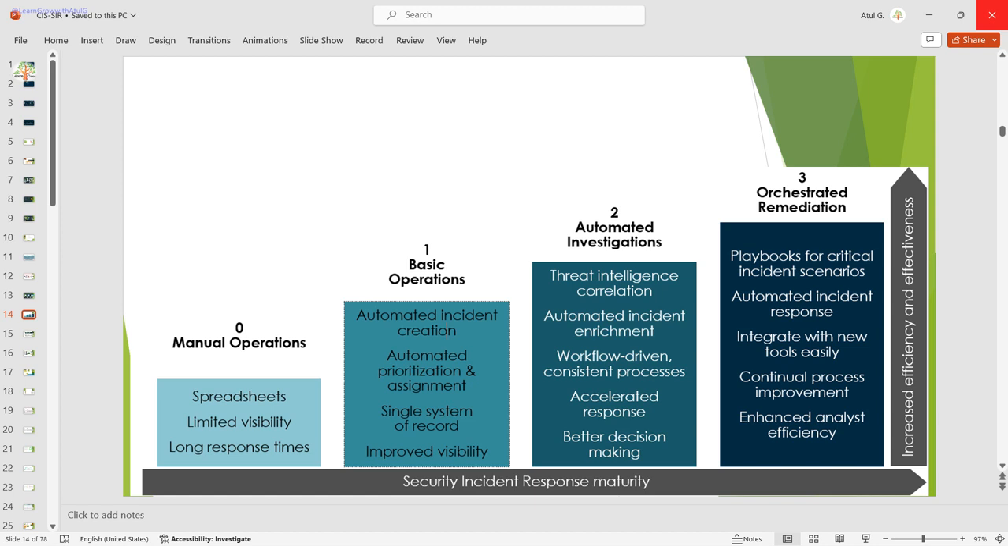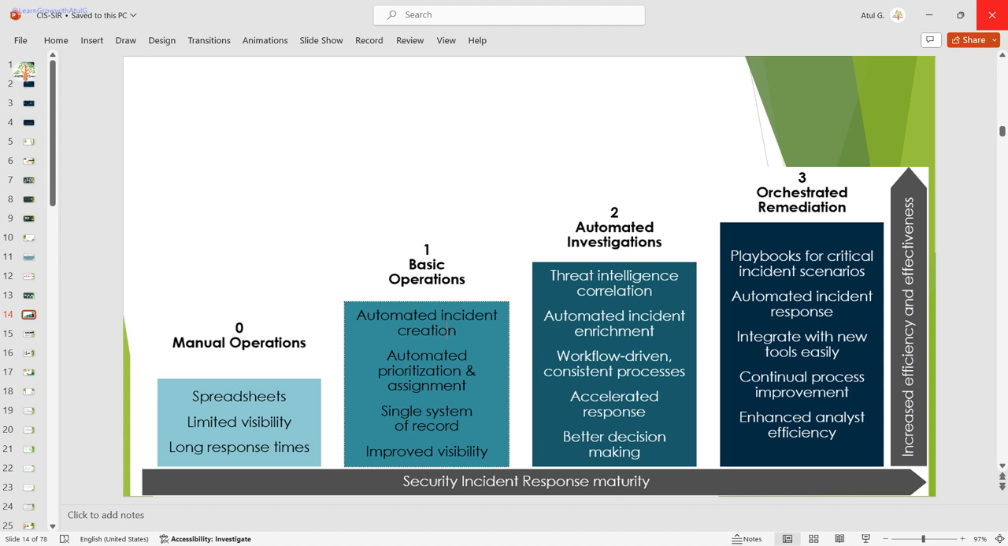So ServiceNow says the levels are manual operation, basic operation, automated investigation, and at last orchestration and remediation. This is important from the examination perspective because a question can come here. In the first level, or the zero level of maturity, everything is done manually, like what we are doing at this point in time. We are maintaining the risk or the security incidents in Excel sheets.